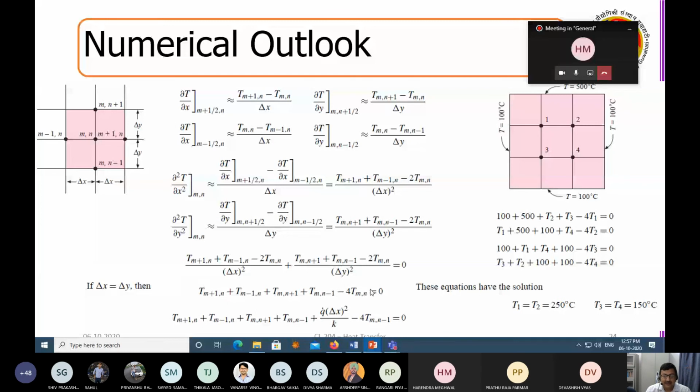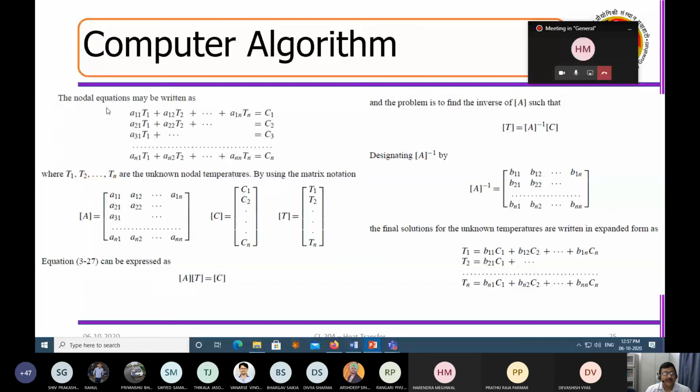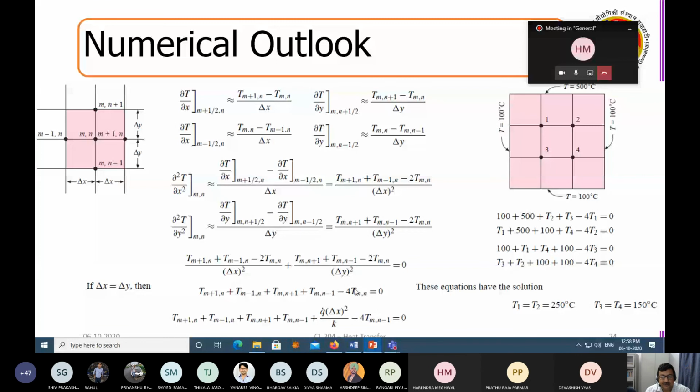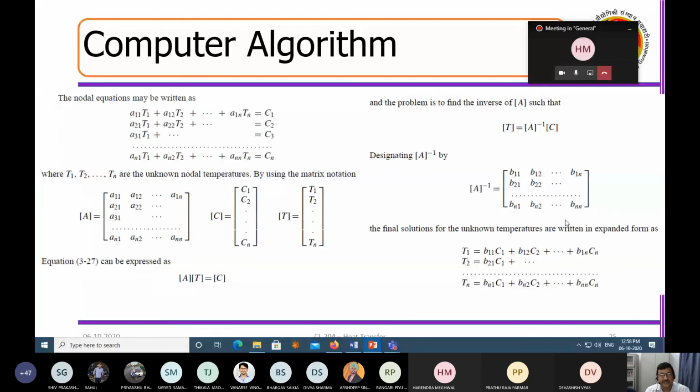Now, this algebraic equation you can write in the following way. For each node, T is the temperature and A is the coefficient. You have a temperature and a coefficient associated with it. See, there is 4, there is 1, this minus 4, this is 1, this is 1, this is 1. So for each point, you have a coefficient. So you can write it as a set of linear equations. This is an m by n array, m in the x direction and n in the y direction.